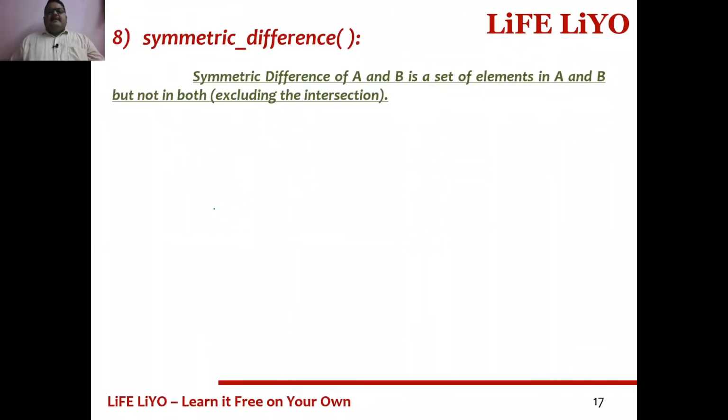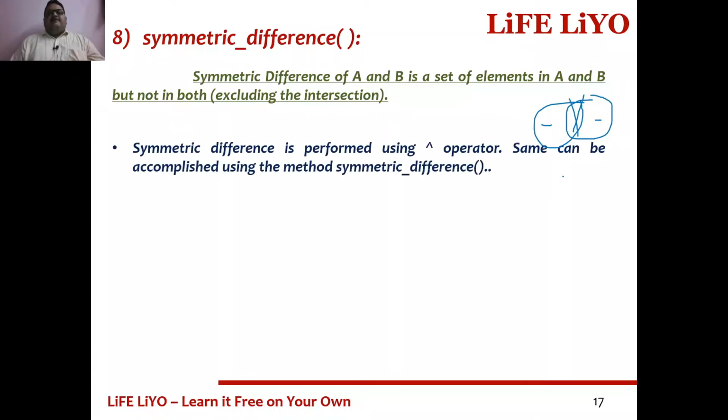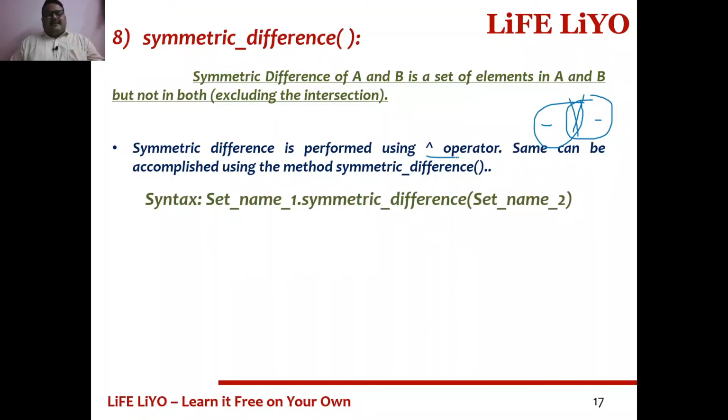Next, symmetric difference. Symmetric difference means the intersection part is taken. So the common elements of both x and y are going to be eliminated, and the unique elements in both the sets are going to be retrieved. That can be done by using the cap operator, and also we can do it with the help of the symmetric difference method.